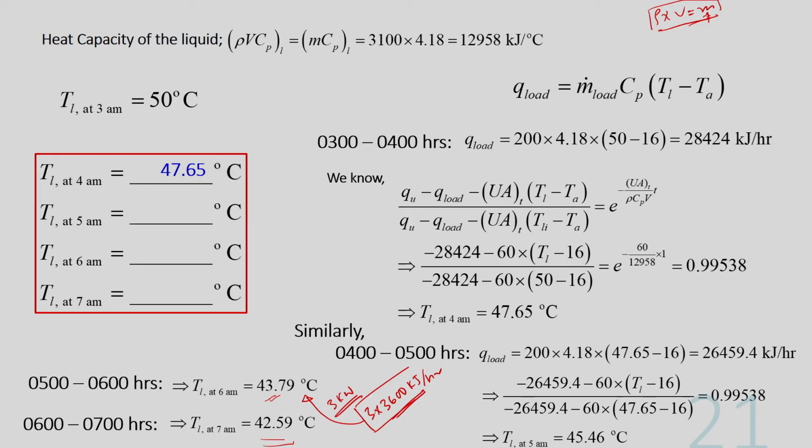Okay. So what we got now: TL at 4 AM is 47.65 degree C, at 5 AM 45.46 degree C, at 6, 43.79 degree C, at 7, 42.59. So it is confirmed that the heater has to be turned on in between 5 to 6. Then we have to find out the exact time at which we need to turn on the heater.